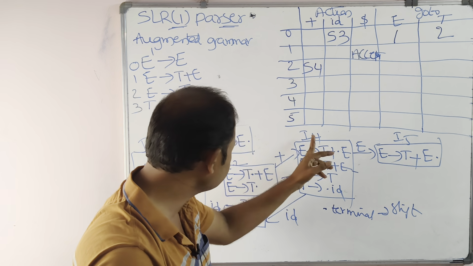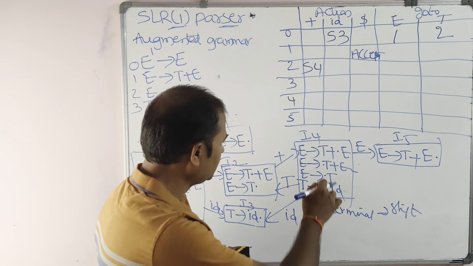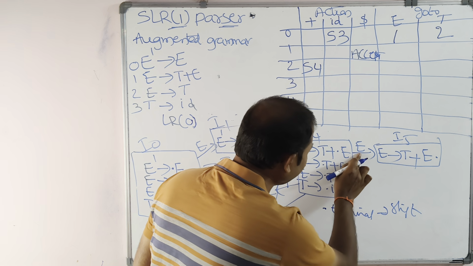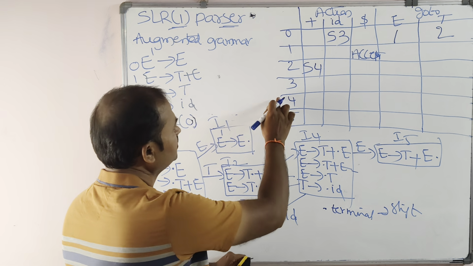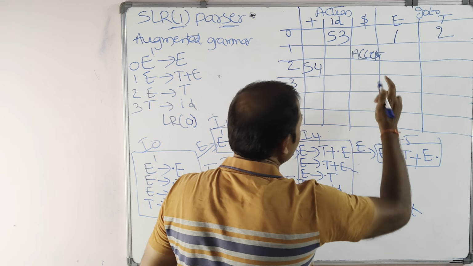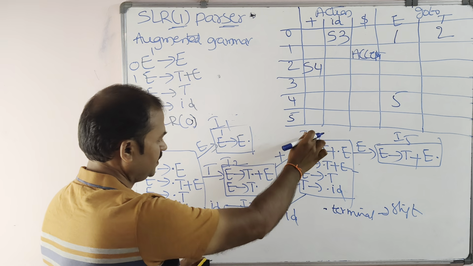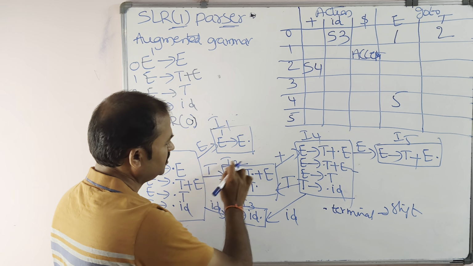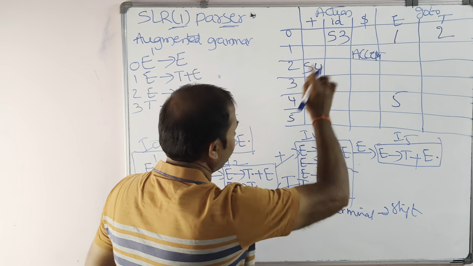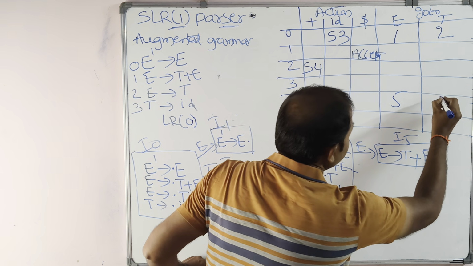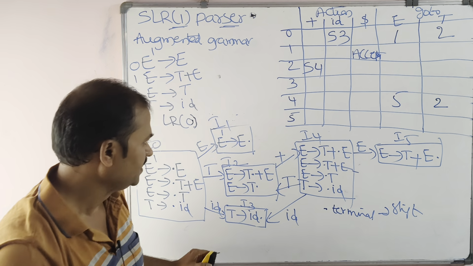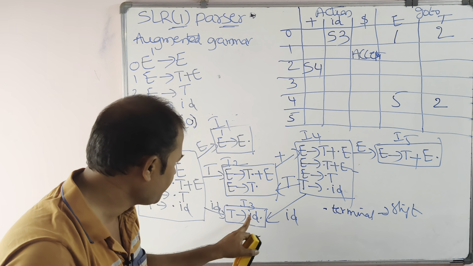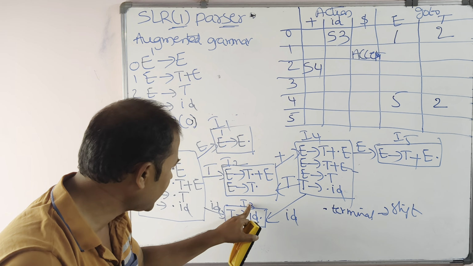Next, let us focus on I4. I4 on applying E goes to the fifth state. So 4 on applying E goes to 5. Next, I4 on applying T goes to state 2. So 4 on applying T goes to the second state. Next, 4 on applying ID goes to the third state.